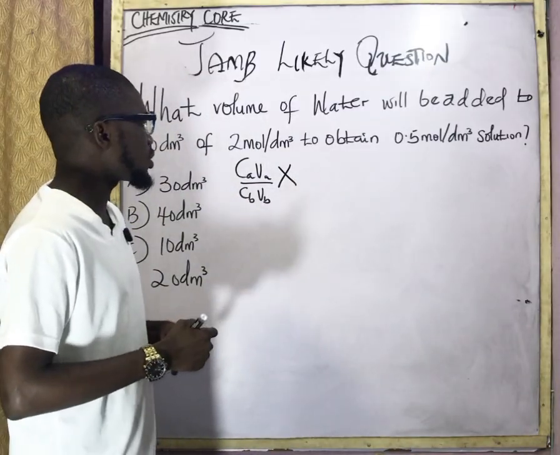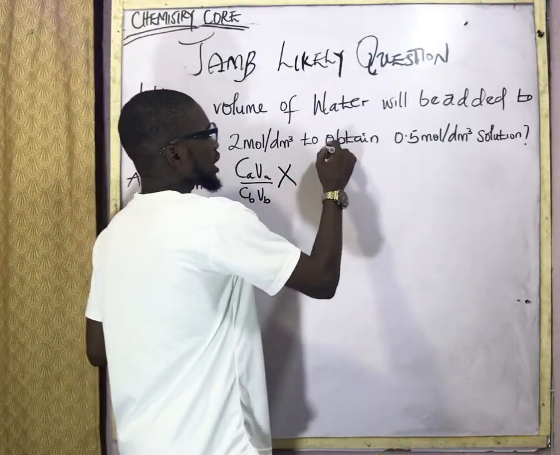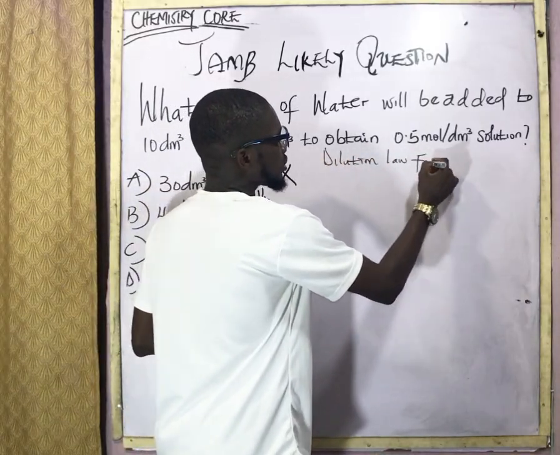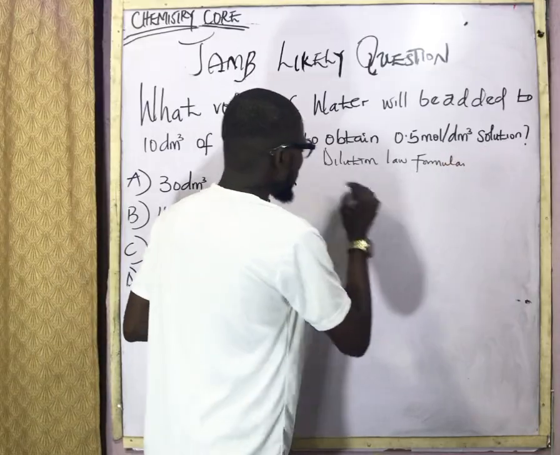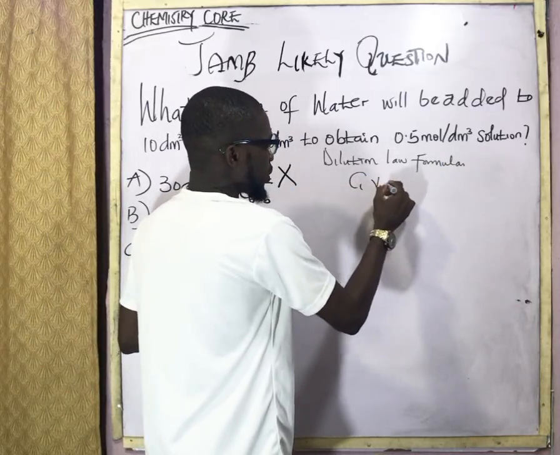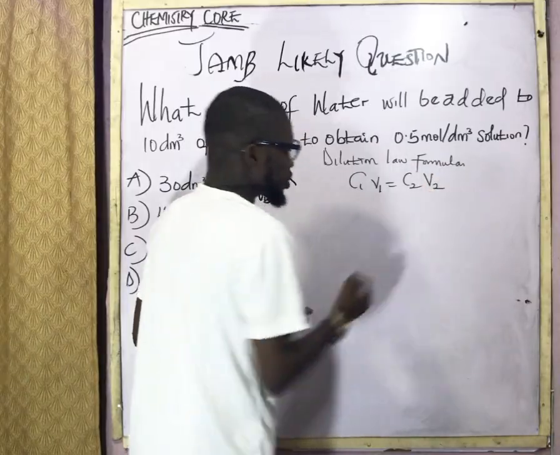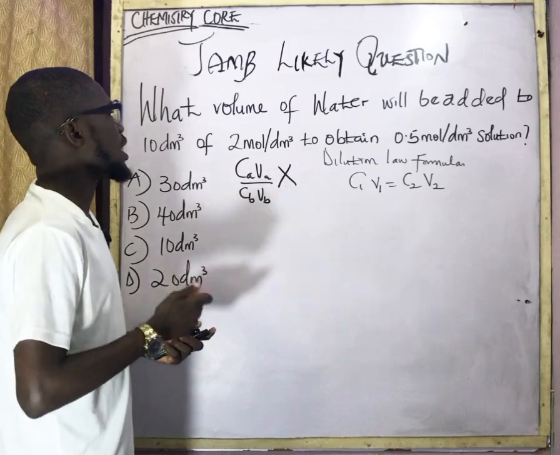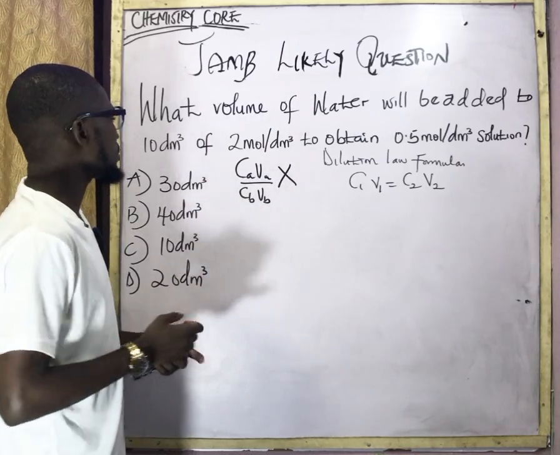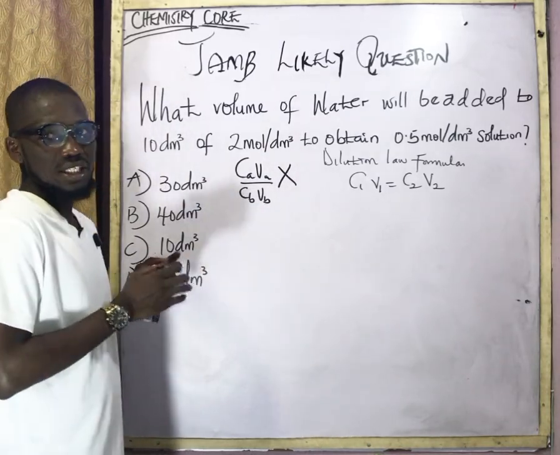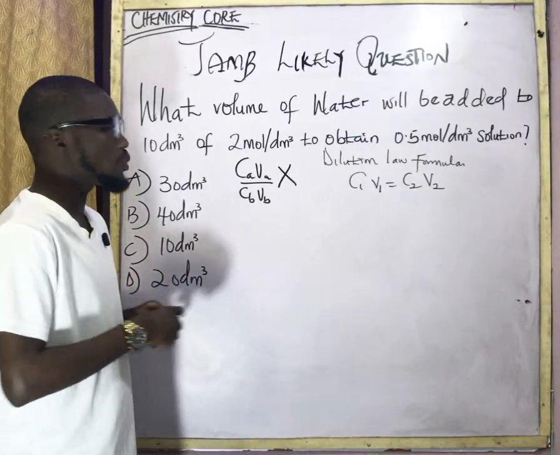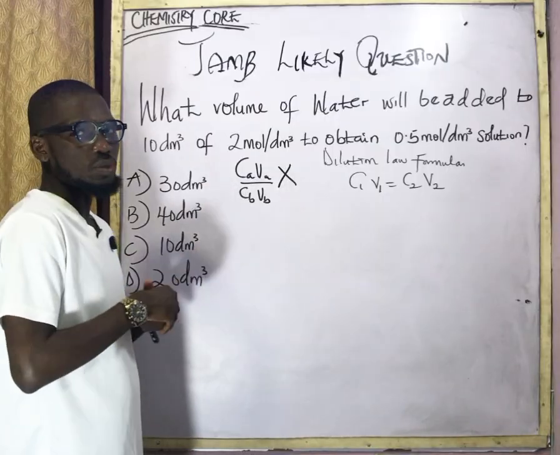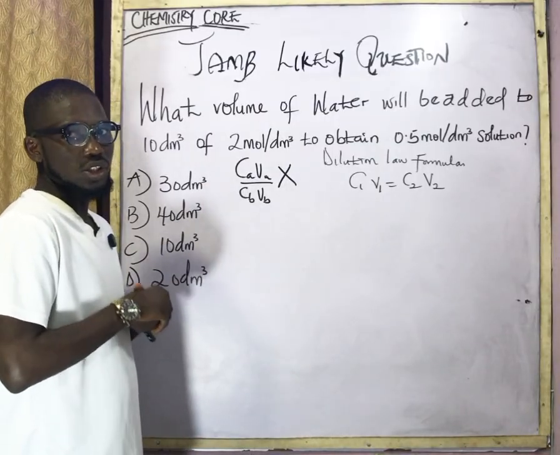So the formula to employ here is called the dilution law formula, which is C1 V1 equals C2 V2. Because according to the question, what volume of water will be added to 10 dm³ of 2 mol/dm³? Before you jump into this type of question, you need to understand the formula you are going to employ before you can solve further.